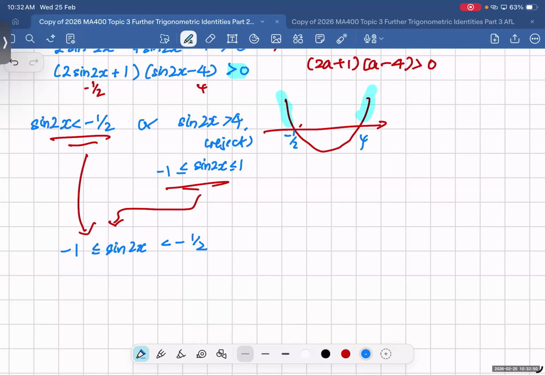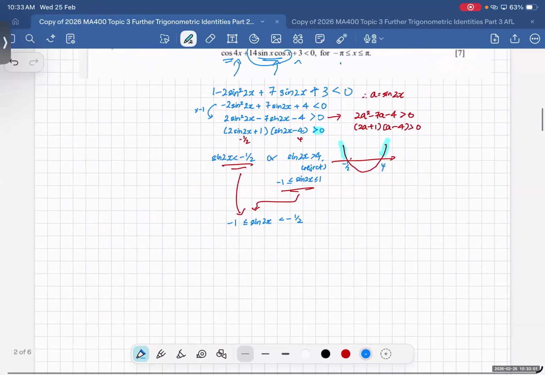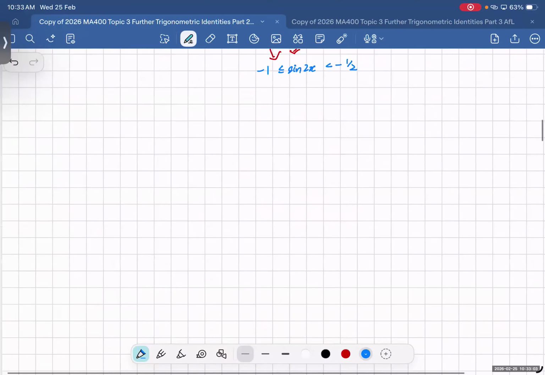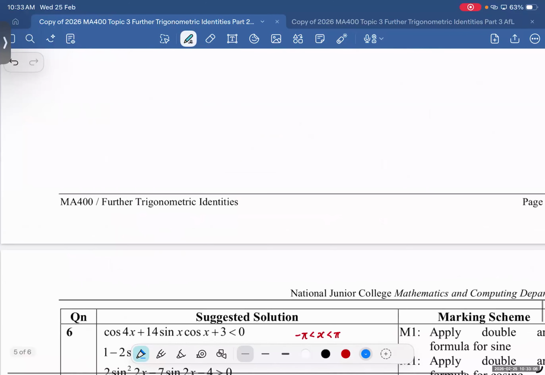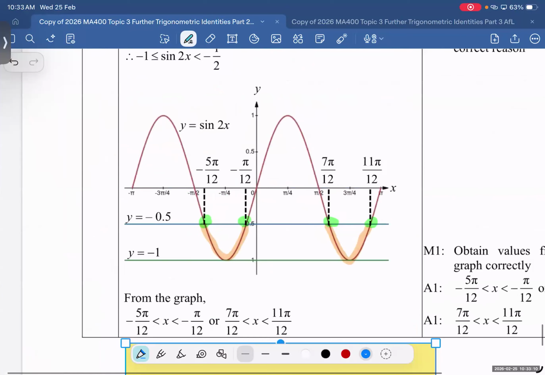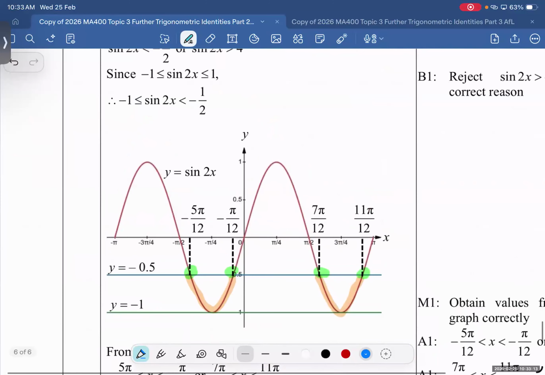So now I look at this, then I'm thinking, I cannot solve it. How to solve? I don't want to solve it. So what do I do? I draw the graph. Fast forward, an eternity later, your graph comes up. Then you know that you want to find the point where it's between -1 to -half. So I look at these 4 points. Between these 2 points is -half to -1. Between these 2 points is -half to -1.